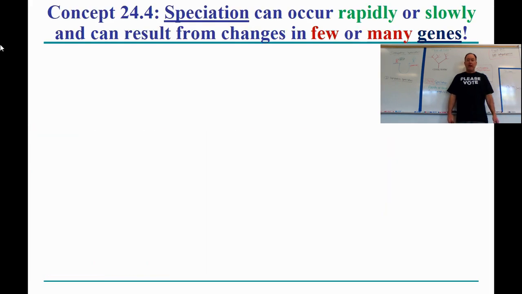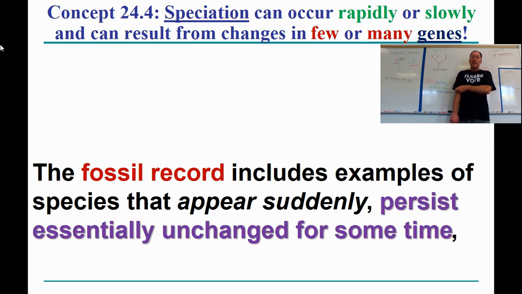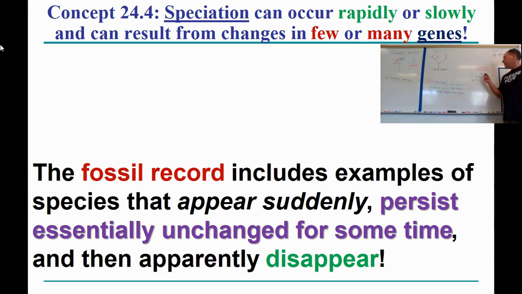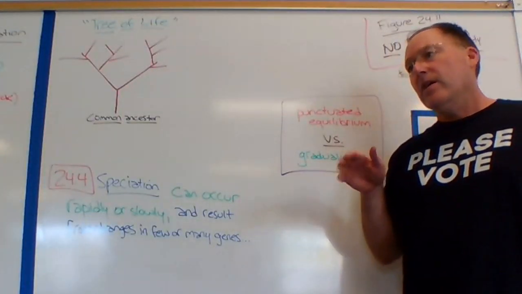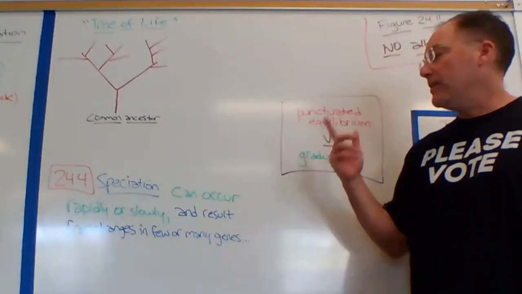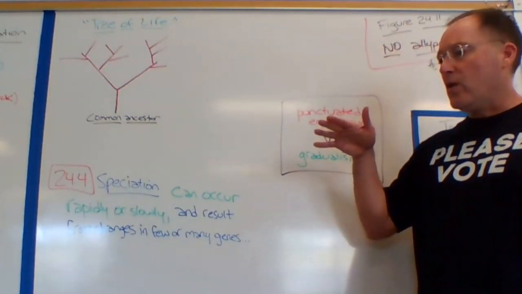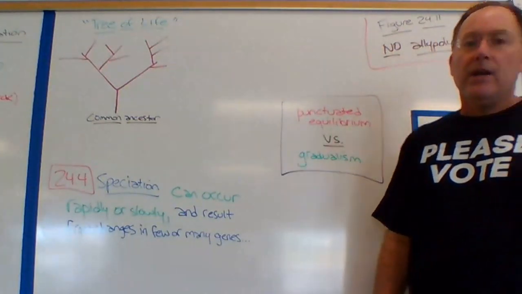How many genes does it take? Well, it's few or many genes. I guess with the beetles, it would be many genes then. The fossil record includes examples of species that appear suddenly, persist essentially unchanged for some time, and then apparently disappear. So there's 2 theories here. There's a theory of punctuated equilibrium or gradualism in terms of if we were going to graphically represent or draw out what speciation looked like, and I'll show you the picture of it in a second. Is it super gradual, or is it an equilibrium for a long time and then it punctuates with change and then it equilibriums again? Here's the punctuated pattern.